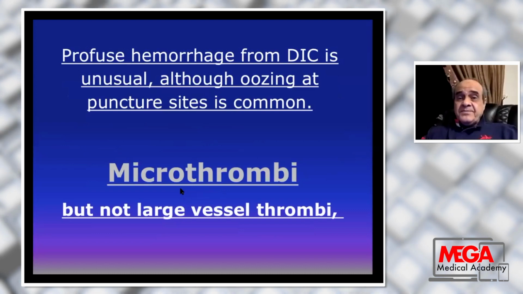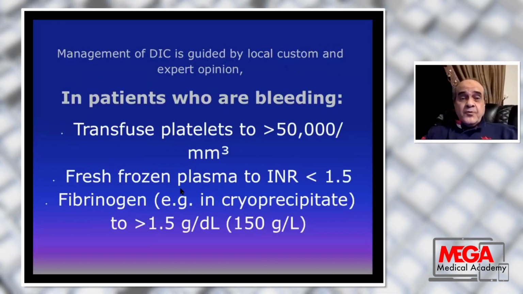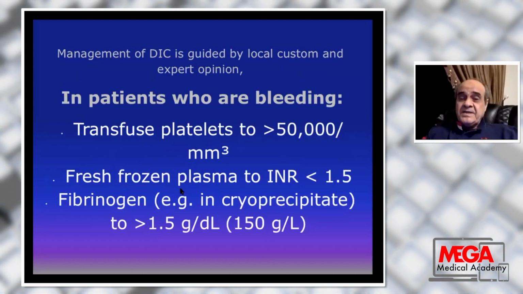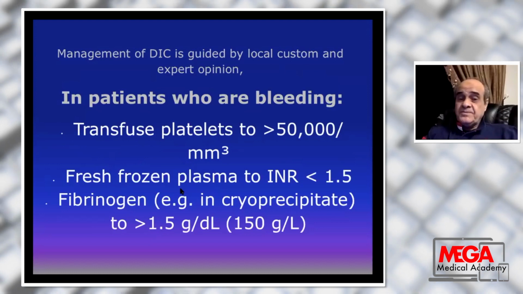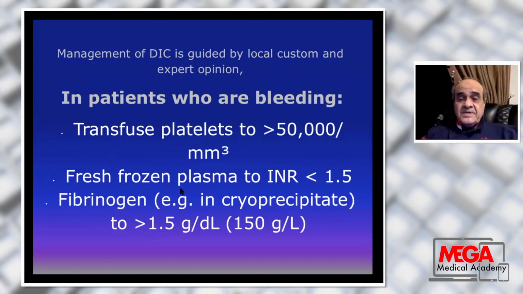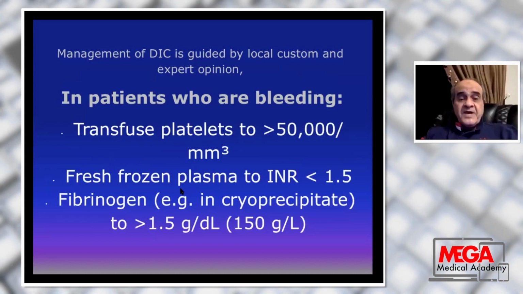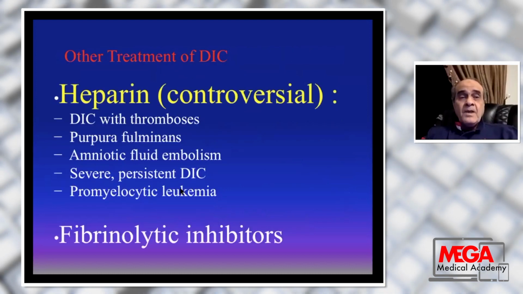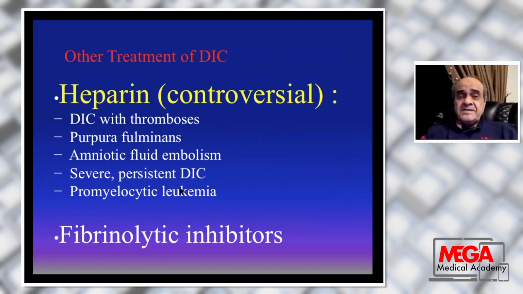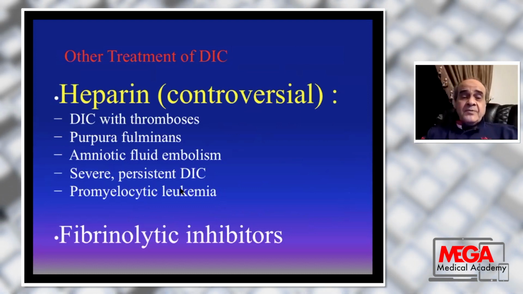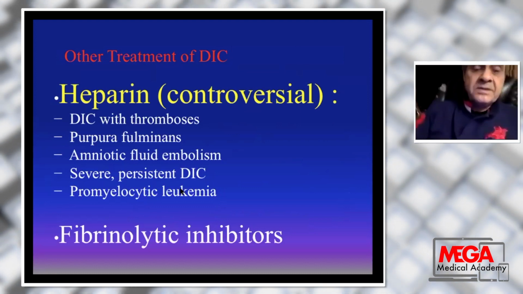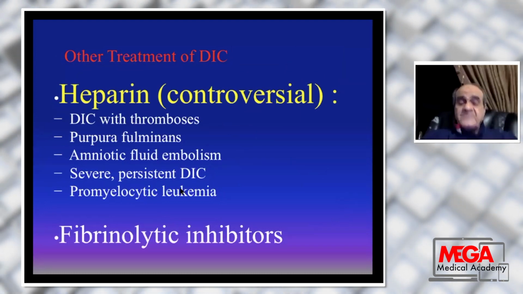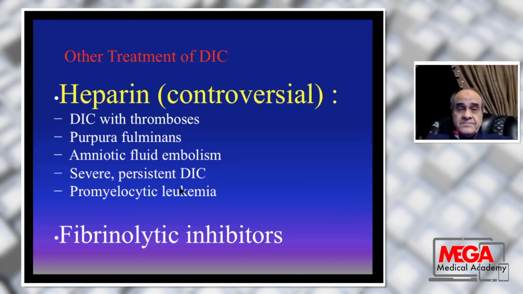Management of DIC is guided by local expert opinion. In patients who are bleeding, we can transfuse platelets up to 50,000, fresh frozen plasma to an INR of less than 1.5, and also fibrinogen if it is less than 1.5 gram per deciliter. Also, heparin in some situations, such as DIC with thrombosis, in amniotic fluid embolism, severe persistent DIC, or in promyelocytic leukemia. Fibrinolytic inhibitors we can give if the patient exhibits high fibrinolysis.